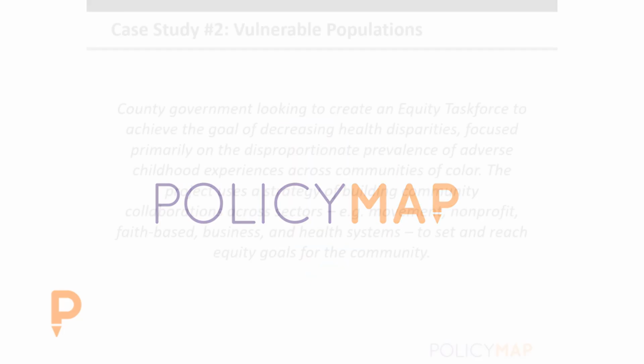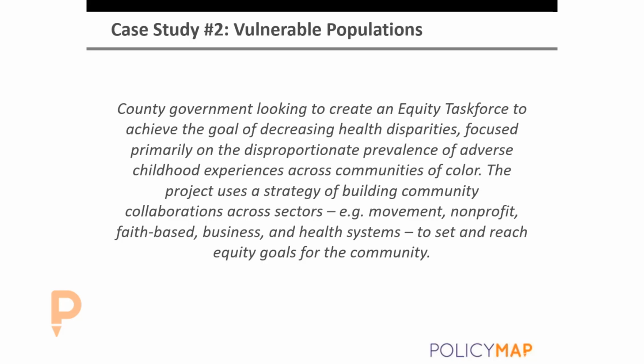So now let's move on to a second scenario where we'll seek to identify vulnerable populations. In this example, let's suppose that you're a county government in Georgia looking to create an equity task force to achieve the goal of decreasing health disparities, focused primarily on the disproportionate prevalence of adverse childhood experiences across communities of color. So the project uses a strategy of building community collaborations across sectors to set and reach equity goals for the community. So with that in mind, we'll go back to PolicyMap.